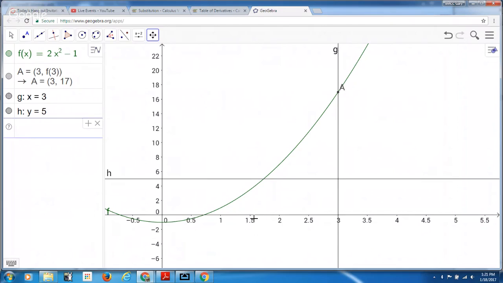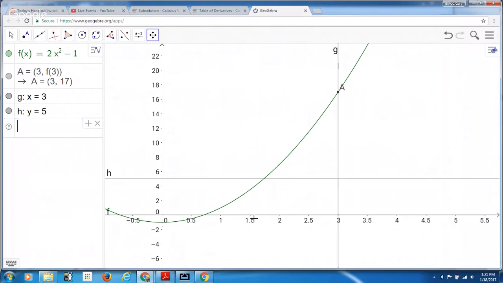So now we need to solve the equation. When does 2x squared minus 1 equal 5? Adding 1 to the other side gives me 6. Dividing by 2, x squared is equal to 3. And so x is plus or minus the square root of 3. Now I'm on the interval from 0 to 3, so really I only care about the positive one. So I just want this right here.